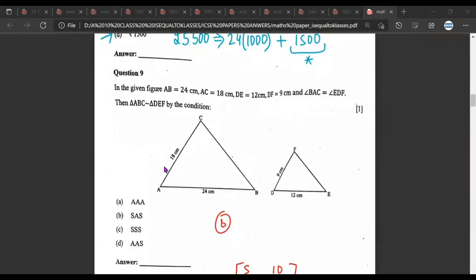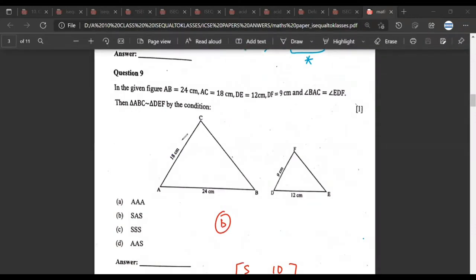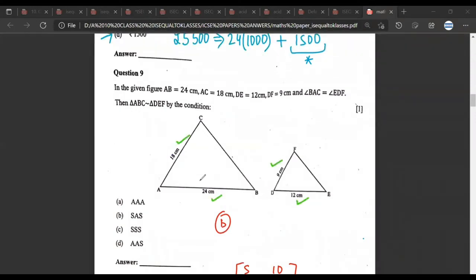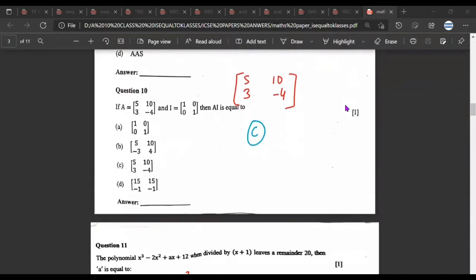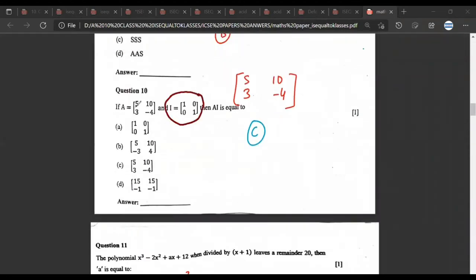Okay, pretty simple. This upon this is equal to this upon this. This upon this is equal to this upon this. Then angle BAC, this angle, is equal to angle EDF, this angle. So of course, this would be SAS. Elementary similarity problem. We understand that this is an identity matrix. This is an identity matrix. So when we multiply, the answer would be C part. I hope you know how to multiply the matrices.